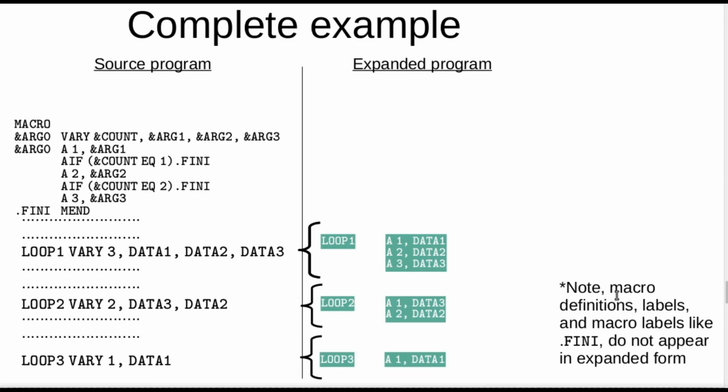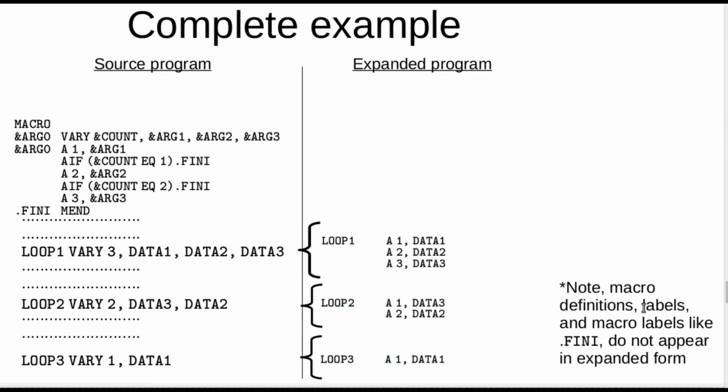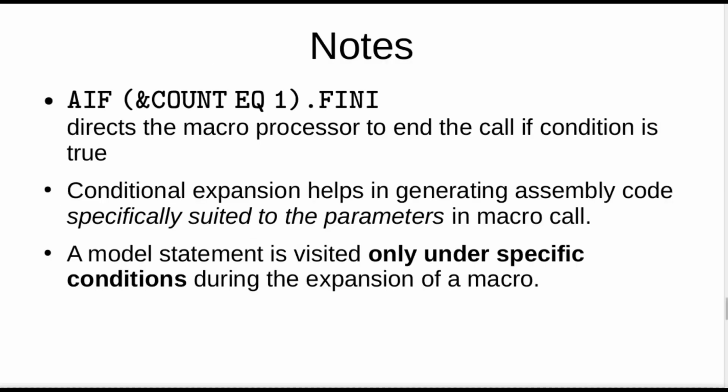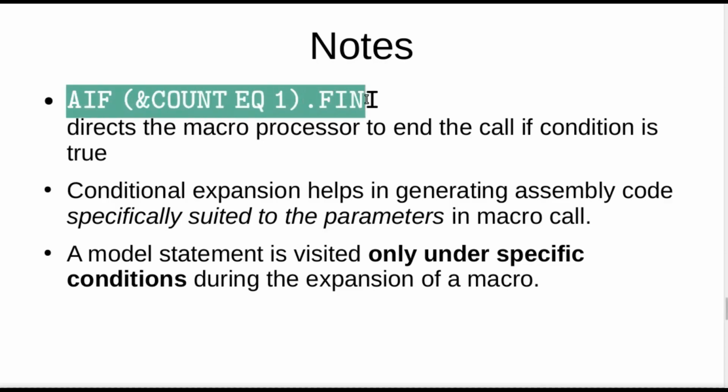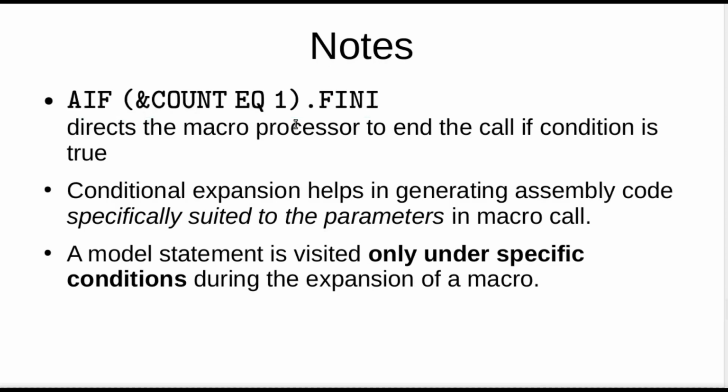Note that macro definitions, labels, and macro labels like .fini do not appear in the expanded form. Fine. So some simple notes: AIF &COUNT EQ 1 .FINI. This directs the macro processor to end the macro call. How? By mentioning .fini as the label for the MEND pseudo op. If the condition is true, then we are branching out to the MEND statement, right, whose label is .fini.